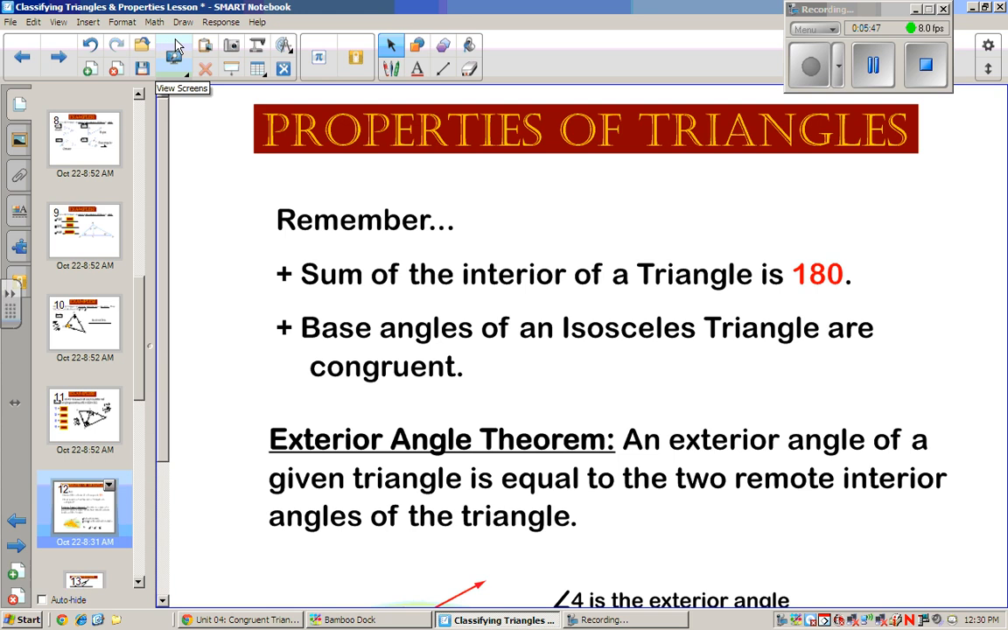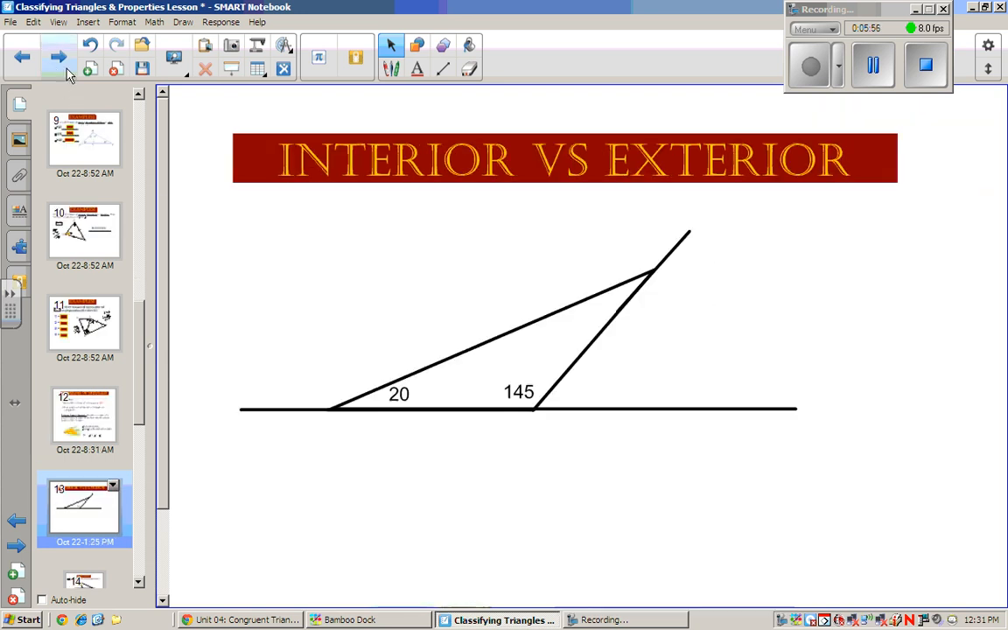Now remember the properties of a triangle. The sum of the interior angles of a triangle is always 180, and the base angles of an isosceles triangle are congruent. That's all we've learned so far. Now, we need to learn the difference between an interior angle and an exterior angle. So these 20 and 145 are interior angles because they're inside of our triangle.